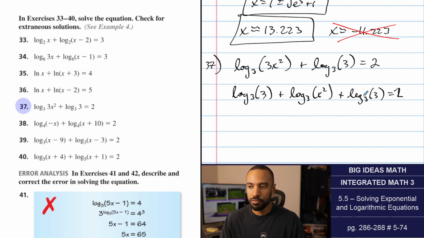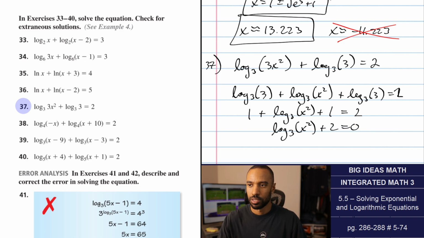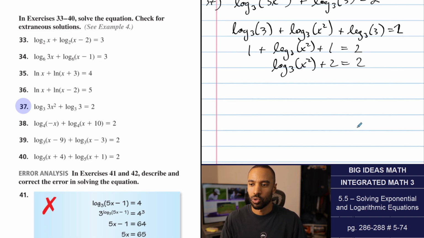Both of these are 1. Log base 3 of 3 is 1. So I'm doing it a little bit differently. You can do this more than one way, of course. And 1 plus 1 is 2. Aha, this is interesting. Plus 2 is 2. It's going to turn into 0 when you subtract. Subtract 2 from both sides, you'll get 0.